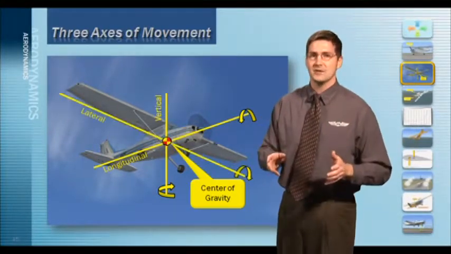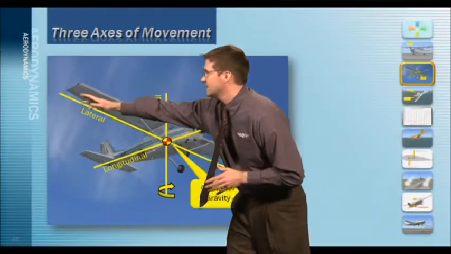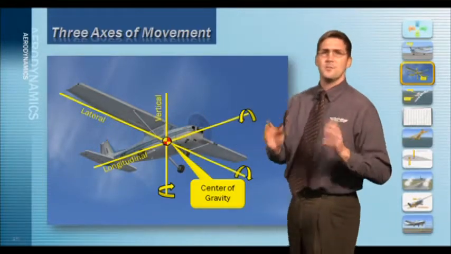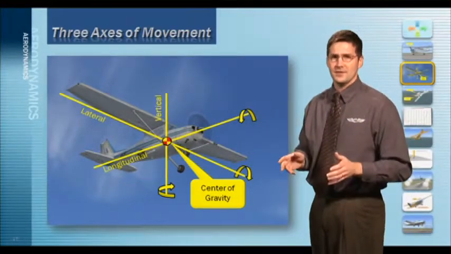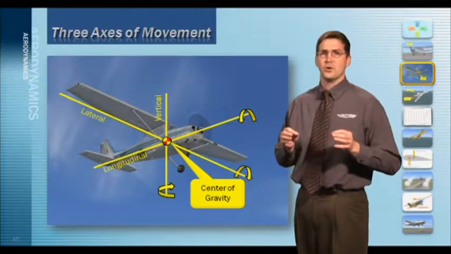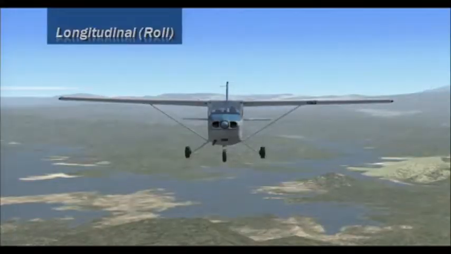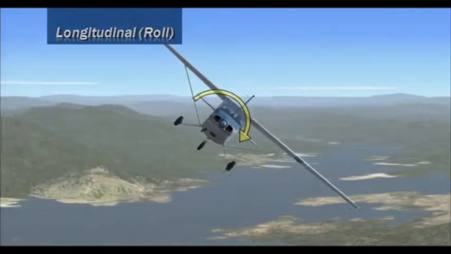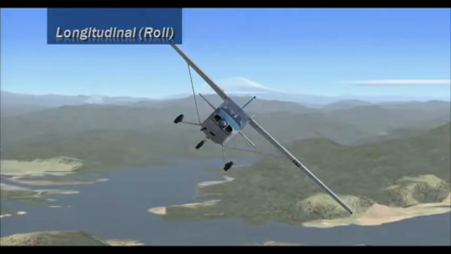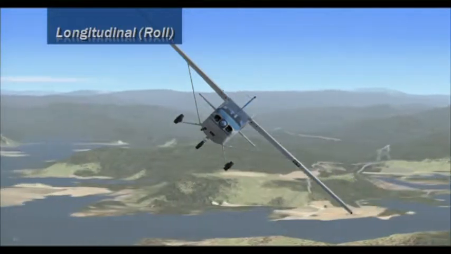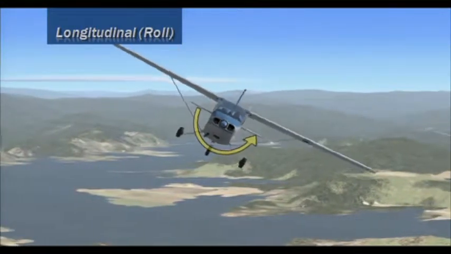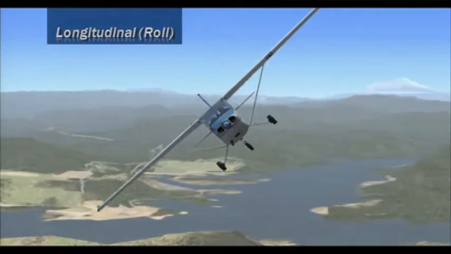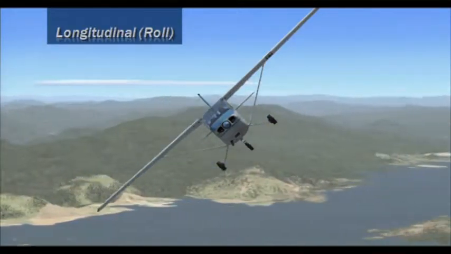Third is the lateral axis. And you can see the lateral axis right here along the wings. Movement around the lateral axis is called pitch, and it is controlled by the elevator. In the cockpit, it is controlled with the yoke or control stick. The longitudinal axis, as viewed from the front of the aircraft, is illustrated by this aircraft in a left-hand turn. The pilot is controlling motion about this axis with the ailerons. Notice how the airplane rotates around the center of gravity.